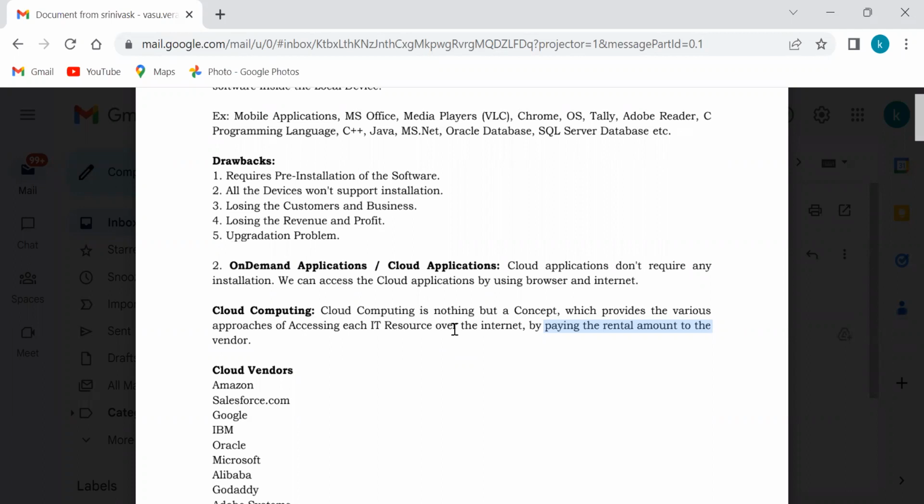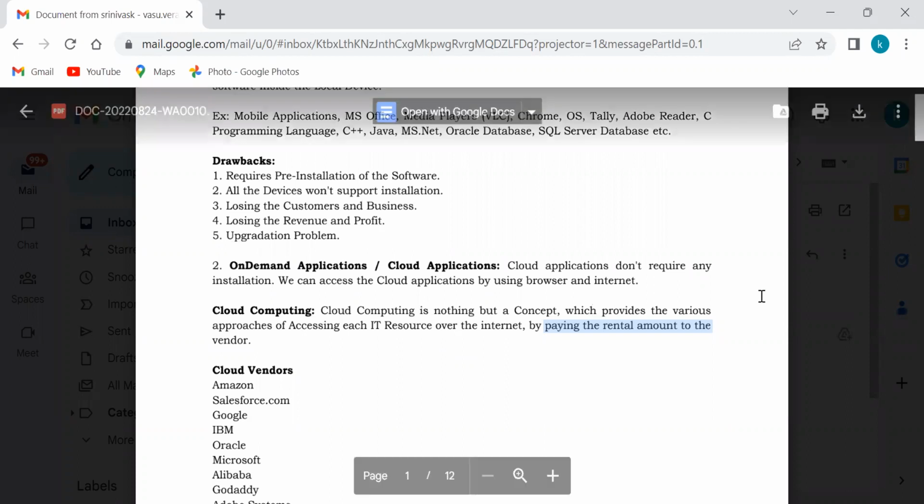In the same way, instead of investing millions or crores of rupees, just by paying some rental amount to the vendor, we can have access to various IT resources over the internet. Such a concept is called cloud computing.